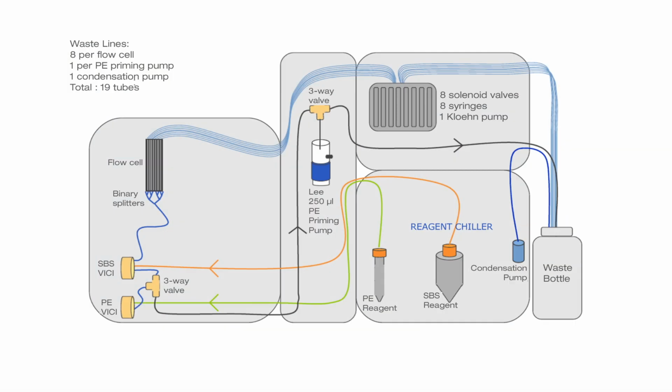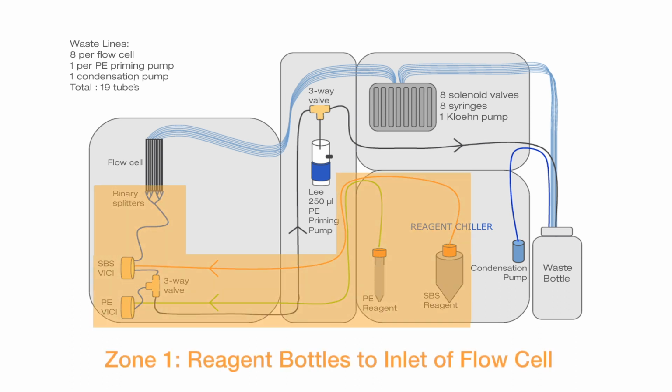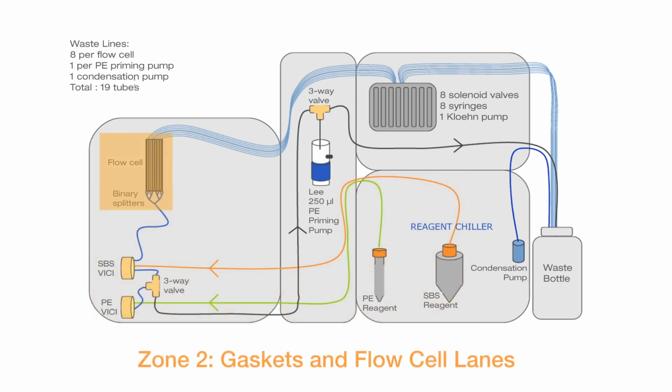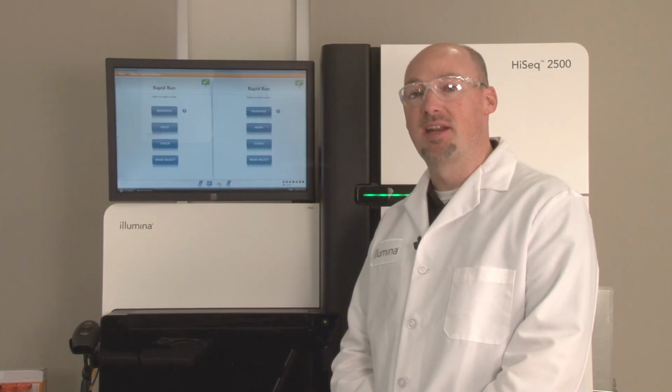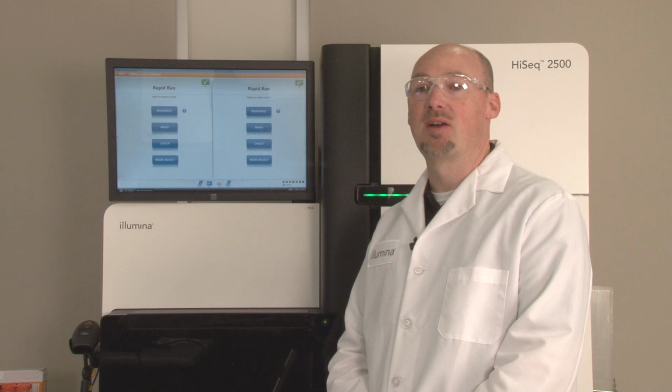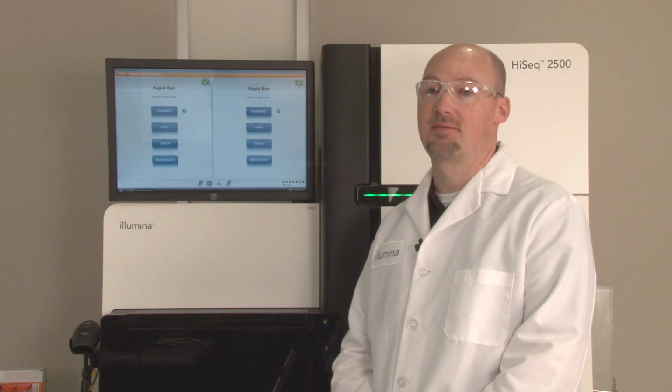To determine the location of the blockage, we investigate 3 general zones of the fluidics path. The first is from the reagent bottles to the inlet of the flow cell. The second zone is the gaskets and actual flow cell lanes. And the third zone is from the back or outlet of the flow cell to the syringes and out to waste. A good way to determine the location of your clog is to eliminate each of the 3 zones one by one as being a possible source.